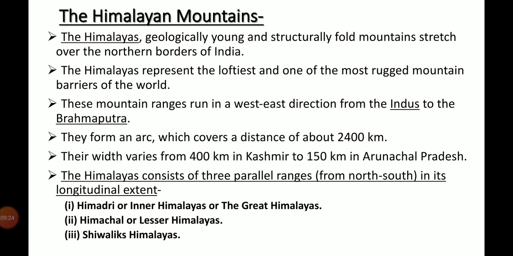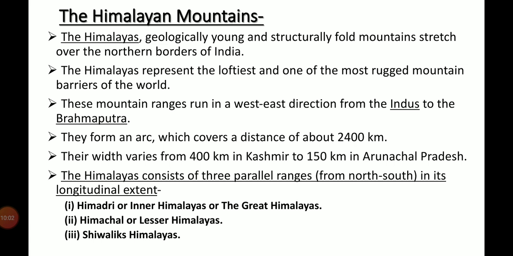First physical feature, the Himalayan mountains. The Himalayas, geologically young and structurally fold mountains, stretch over the northern borders of India. They represent the loftiest and one of the most rugged mountain barriers of the world. This mountain range runs in a west-east direction from the Indus River to the Brahmaputra River, and they form an arc or curvature shape, which covers a distance of about 2400 km.